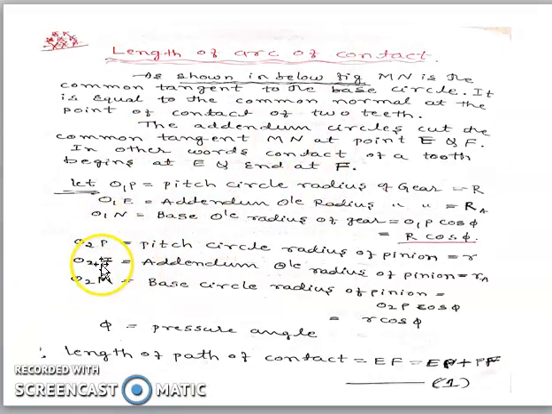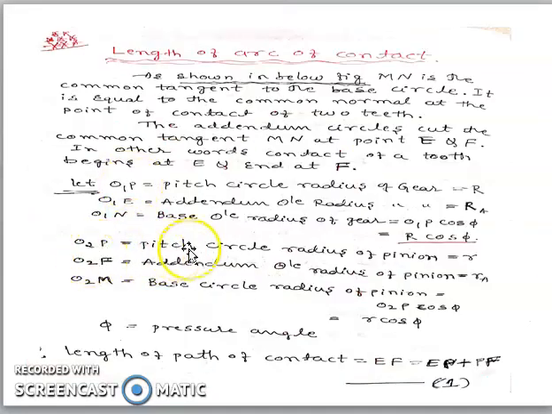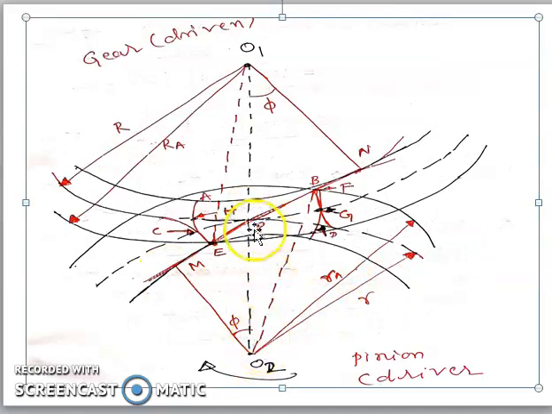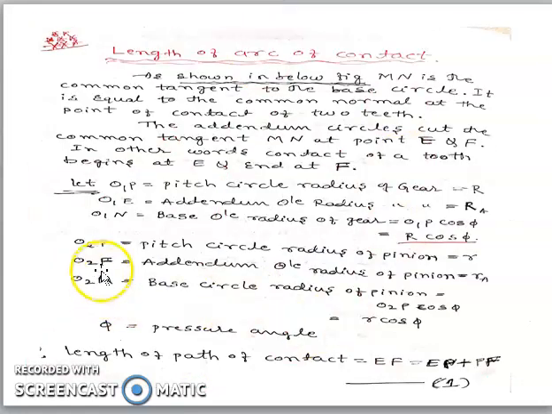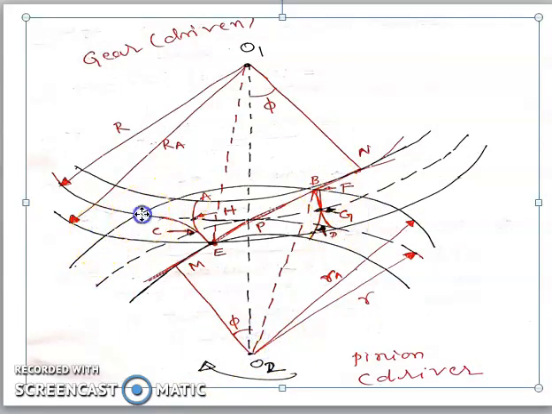Then O2P is the pitch circle radius of the pinion. O2P is represented with the symbol small r. Next, O2F is represented as small ra. O2F is small ra, and O2P is small r.